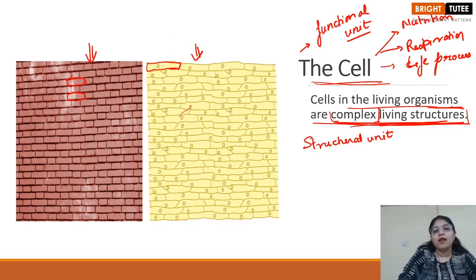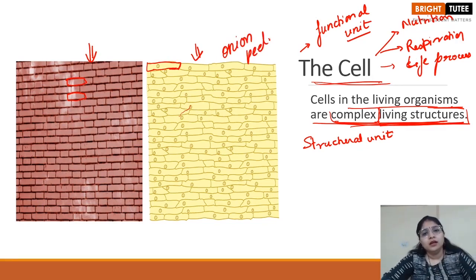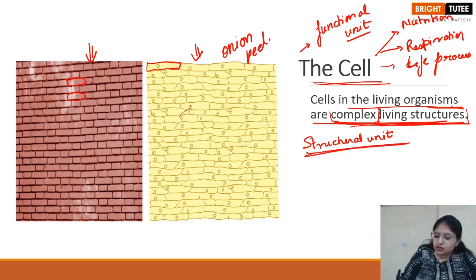So in a brick wall, as well as in the cell, in the tissue of a human being, we can observe, or even in the plants, like you can see that this is an onion peel, we can observe that the onion peel is made up of a single cell, and the brick wall is also made up of one brick, that is one brick after the other brick, and similarly it happens in the onion peel also. So that is why we call it the structural unit.